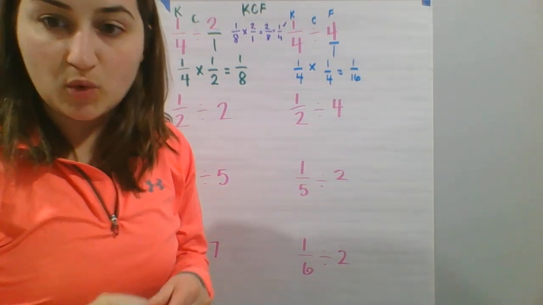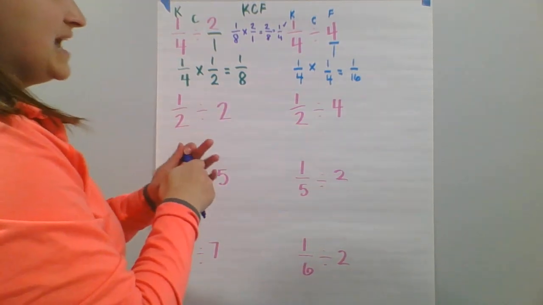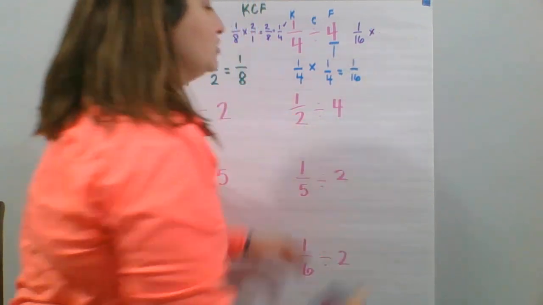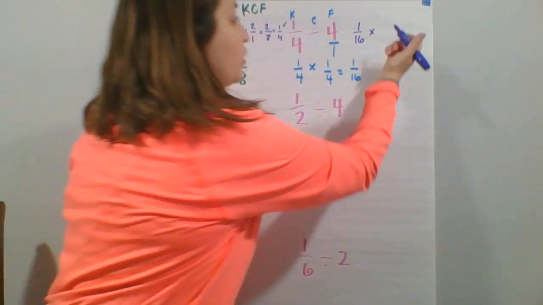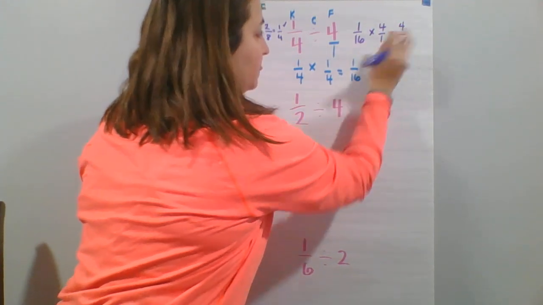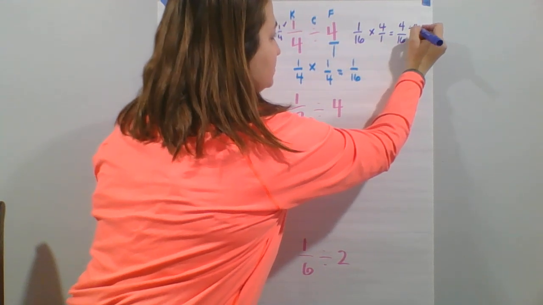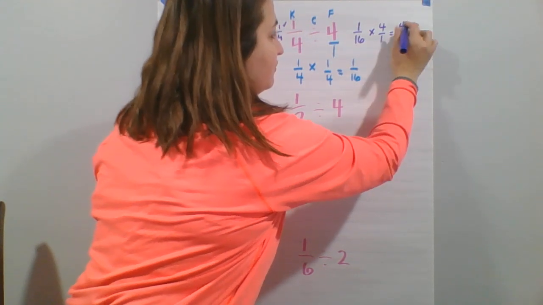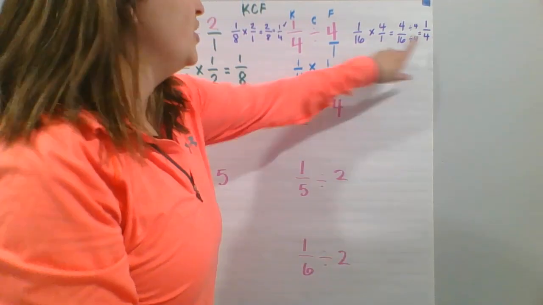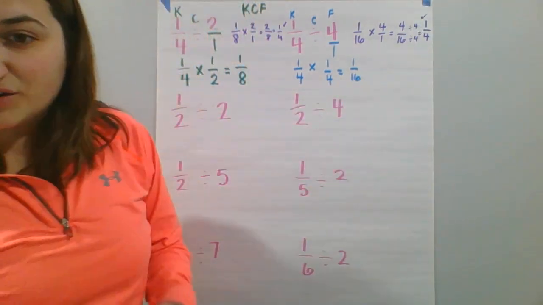And then again, if I want to check my work, I'm going to take my answer, my 1/16, and multiply it by my whole number, which is 4/1. 1 times 4 is 4. 16 times 1 is 16. If I were to reduce these both by 4, 4 divided by 4 is 1, and 16 divided by 4 is 4, which gives me the fraction that I started with, which tells me that 1/16 is correct.